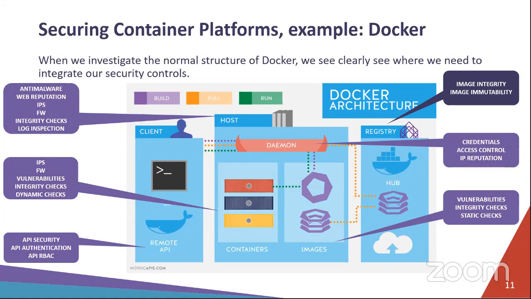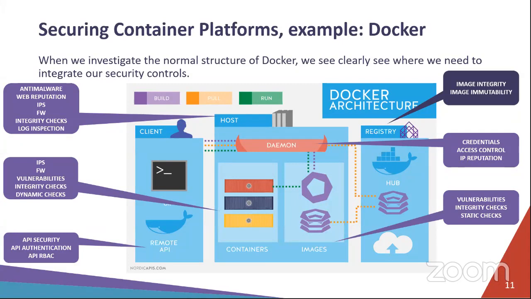When it comes to the containers themselves, we need to look into the IPS and the firewalling. Filtering for vulnerabilities, we need to check the integrity of the files, and we need to be able to dynamically check the containers during runtime to make sure that there's no malicious activity and no malicious processes. When I have APIs, we need to do API security. We need to check the authentication in the APIs and control the access to the APIs.